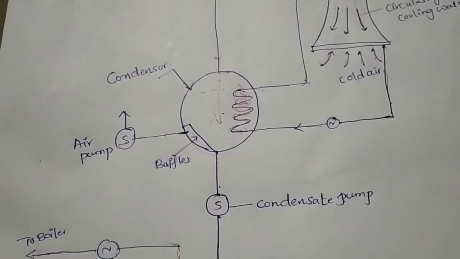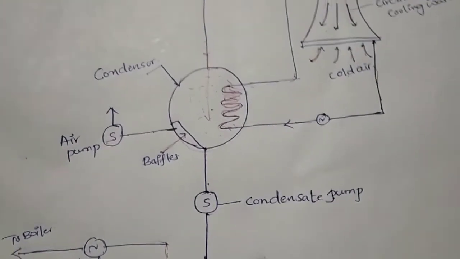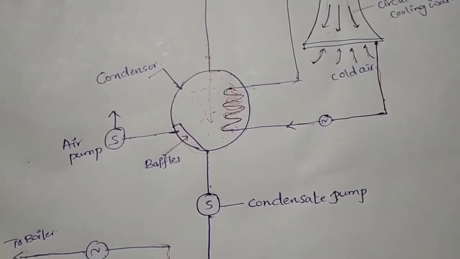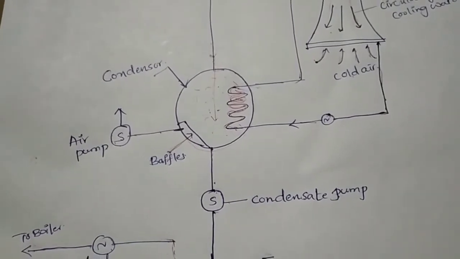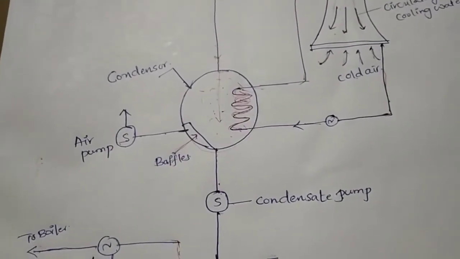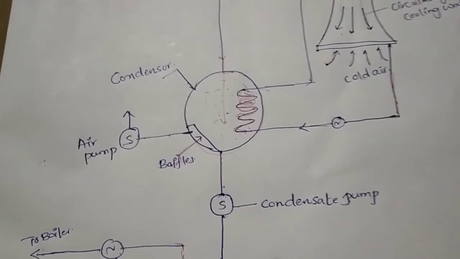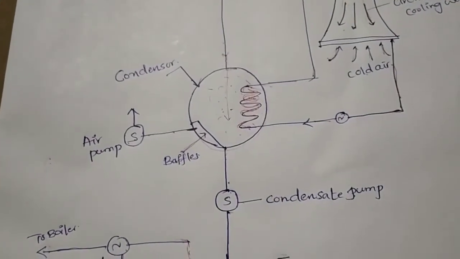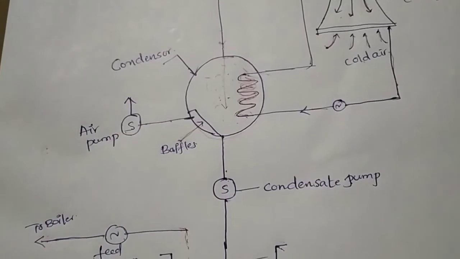Okay, this is completely regarding the explanation of what is meant by steam turbine, what are the advantages, what are the functions, and how the steam condenser works. In the next class I am going to explain the different types of steam condensers and how they work with the help of the diagram.